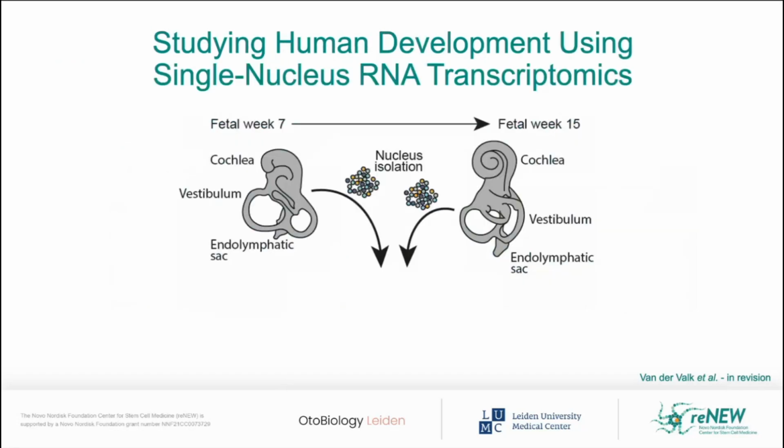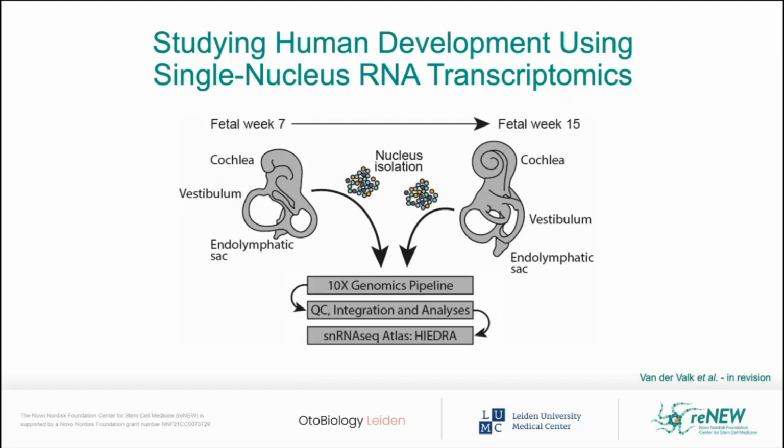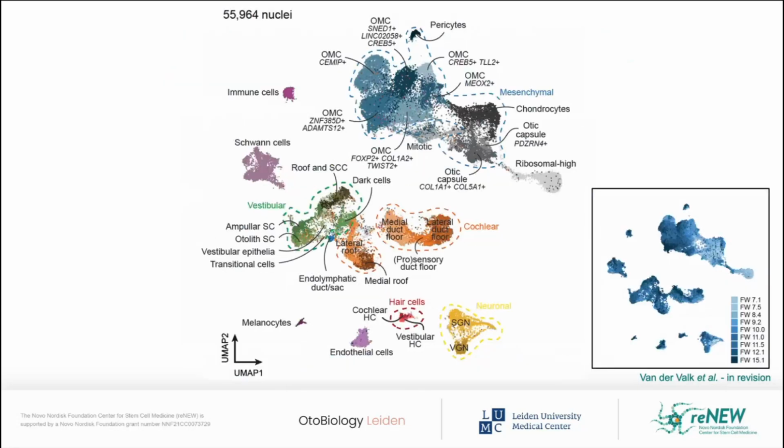So what we did, we isolated nuclei from these inner ears and performed 10x Genomics RNA sequencing. After quality control and integration, we called the atlas we generated HYDRA, which stands for the Human Inner Ear Development Single Nucleus RNA Sequencing Atlas. And this is how it looks.